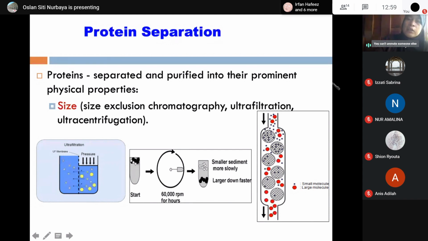Another one is size exclusion chromatography. We have discussed about this. The smaller protein will be in the pores first, but the big, large protein will come out from the column earlier. And then the small protein will come out later.